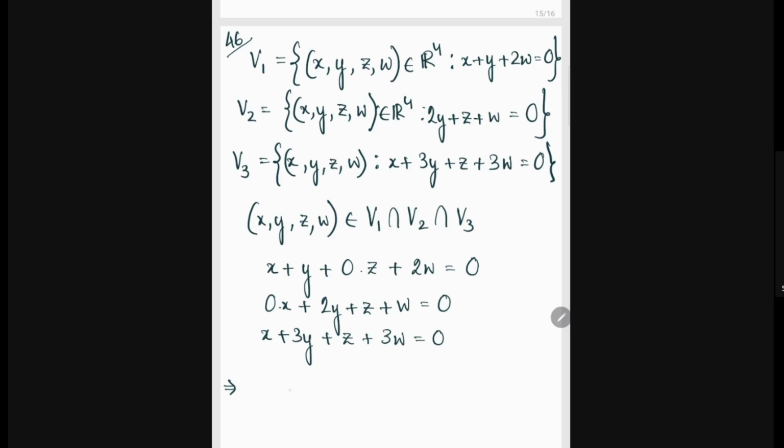So if we write it in a matrix format, like Mx equal to b, what will be our M?